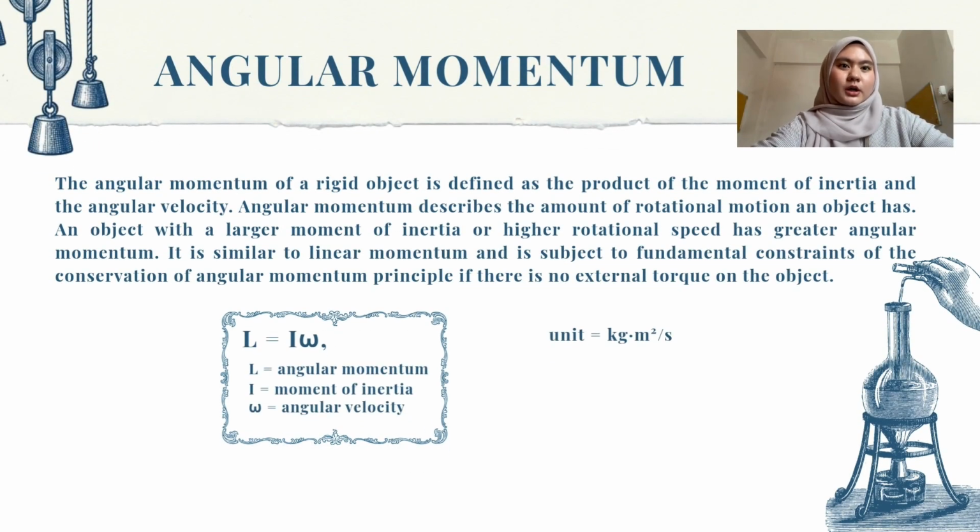Third, we will talk about angular momentum. The angular momentum of a rigid object is defined as the product of the moment of inertia and the angular velocity. Angular momentum describes the amount of rotational motion an object has. An object with a larger moment of inertia or higher rotational speed has greater angular momentum. It is similar to linear momentum and is subject to the conservation of angular momentum principle if there is no external torque on the object. The unit used for angular momentum is kgm squared per second, and the formula is I times omega.